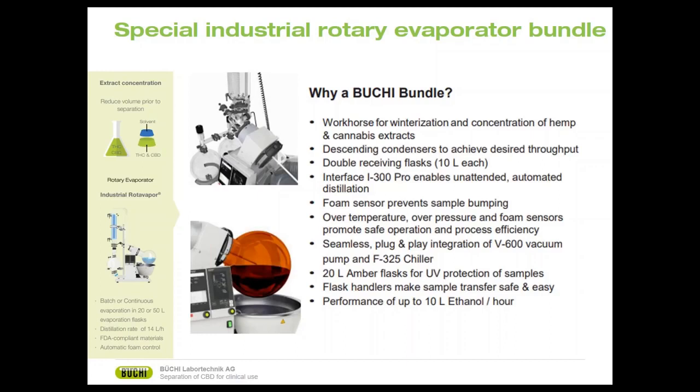The evaporation flask for this bundle is very special and it contains amber glass for UV protection of the samples. With the help of the flask handler, it is easy to carry the evaporation flask. The device itself has a performance of up to 10 liters per hour ethanol recovery. So on the bottom picture, you can see the amber glass. Amber glass is used for cannabis because we want to eliminate the UV light coming from the sun. So this gives you some extra protection.